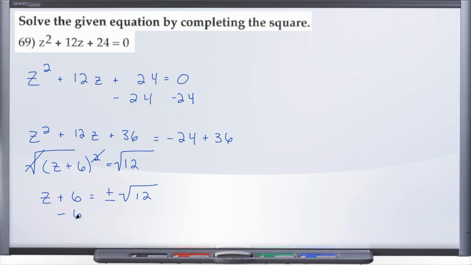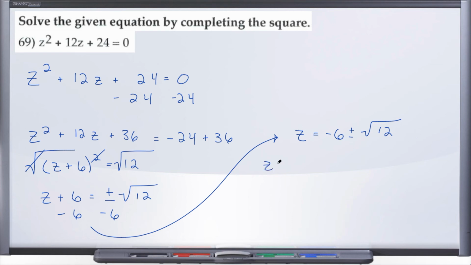All right, let's go ahead and solve for z. So we'll subtract 6 from both sides. And that's going to leave us with z equals negative 6 plus and minus radical 12. But I think we can go ahead and break this radical 12 down, can't we? Even though 12 itself is not a perfect square, there is a perfect square inside this 12 that we can multiply by some other number, right?